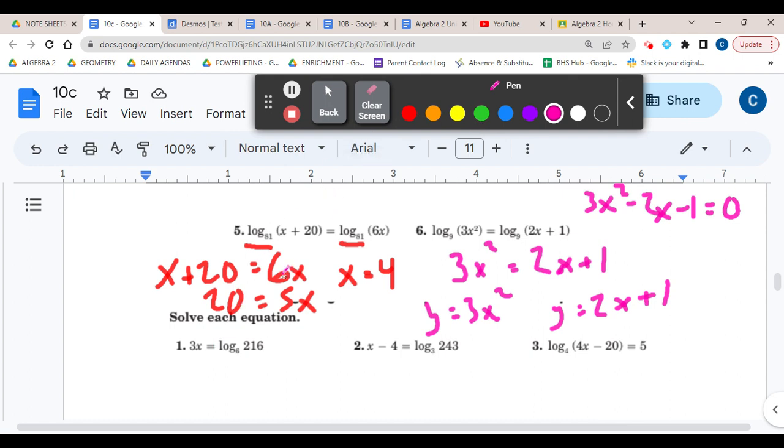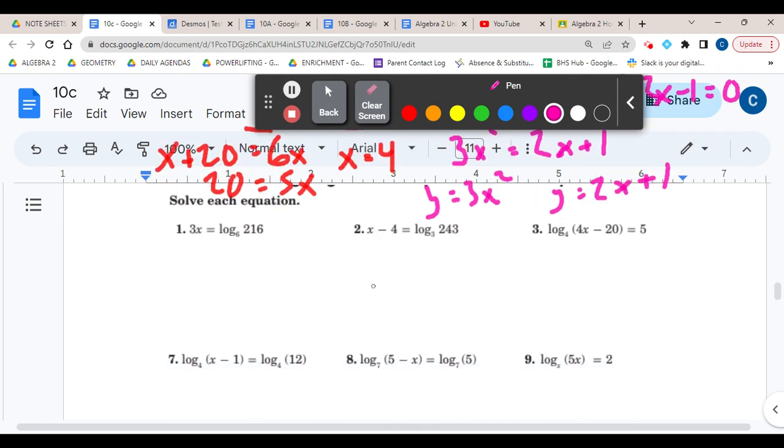So hopefully we have all that copied down. We have some equations down here, so please take this time to go over solving these equations.